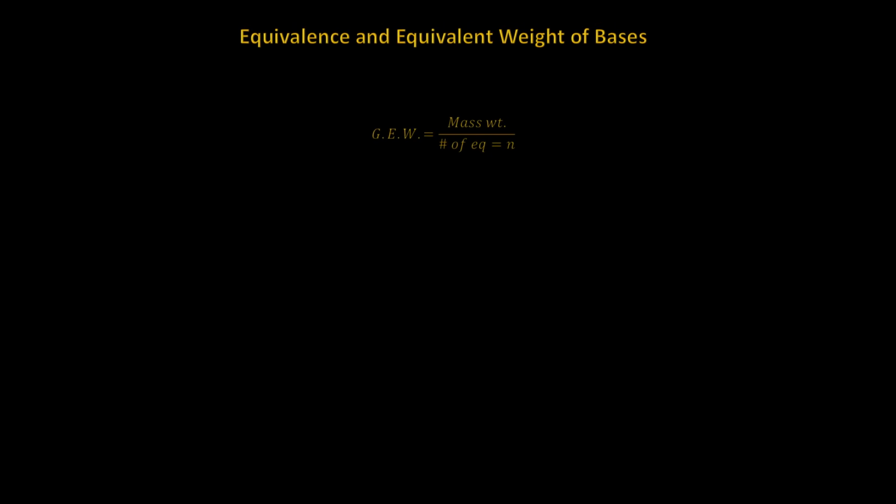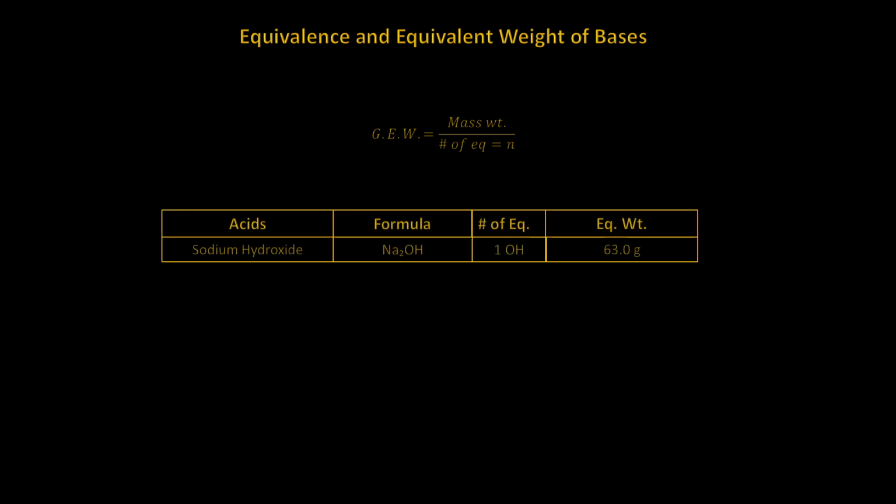The same equation is used for basic compounds. However, the number of equivalences is based on the number of hydroxide, hydrogen, or nitrogen ions that are contributed or consumed. The polyatomic hydroxide ion, listed at the end of the sodium hydroxide formula, identifies this compound as being basic. It, therefore, has 1 equivalence. The equivalent weight is therefore calculated as 63.0 grams equivalent weight per mole.